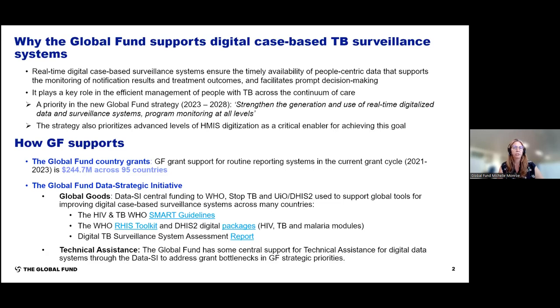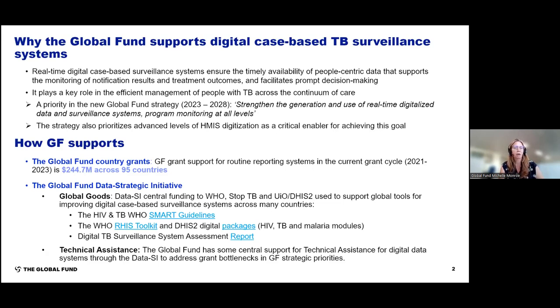In addition, in the Global Fund strategy that will be coming out new next year is a high priority to strengthen the generation and use of real-time digitized data and surveillance systems, including for TB. And we support this both as integrated systems and then also for the individual disease systems. And this strategy for the Global Fund is also highly prioritizing, in general, advanced levels of HMIS digitization, since we see this as a critical enabler for achieving many of the Global Fund strategy goals, particularly when the level of digitization is aligned to the disease context needs and to the digital system readiness in the country.